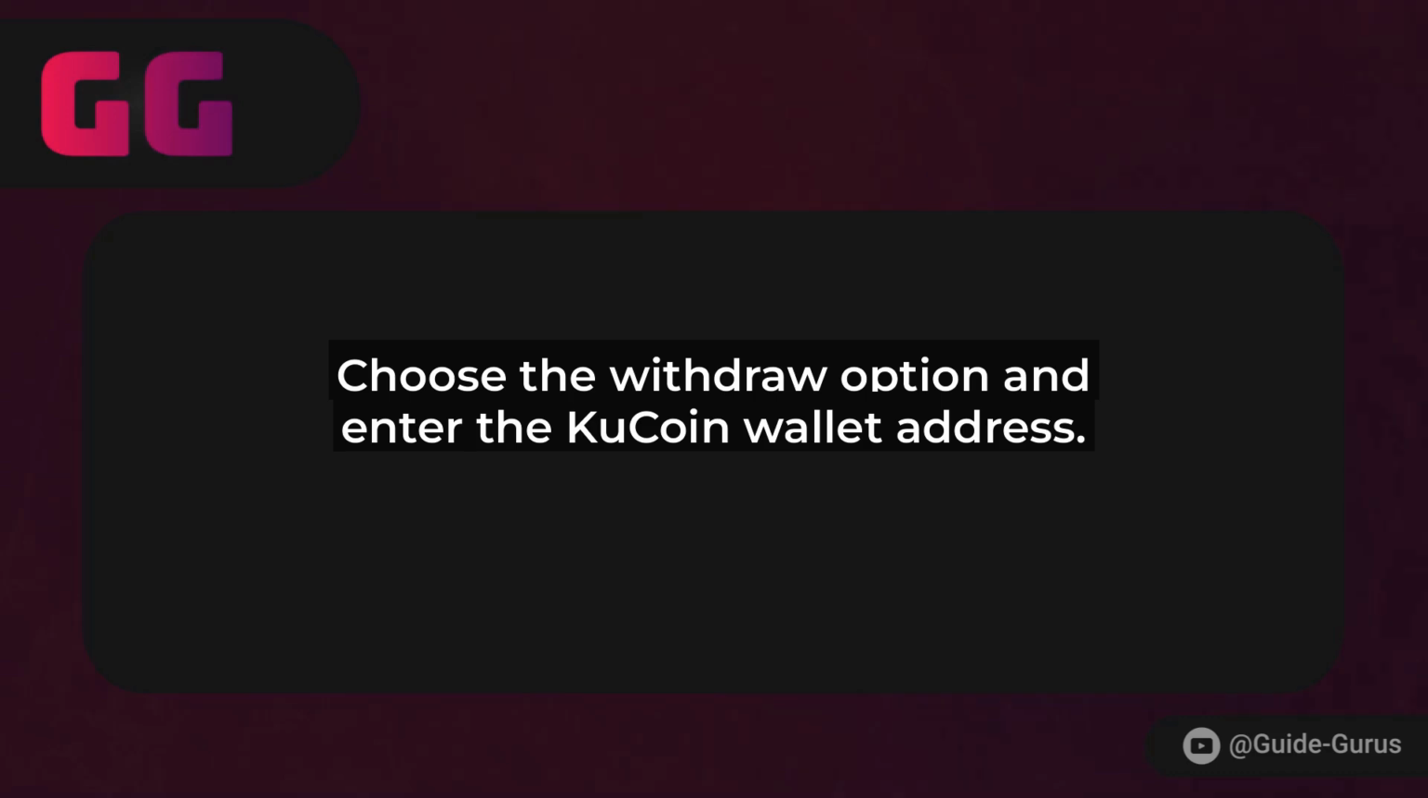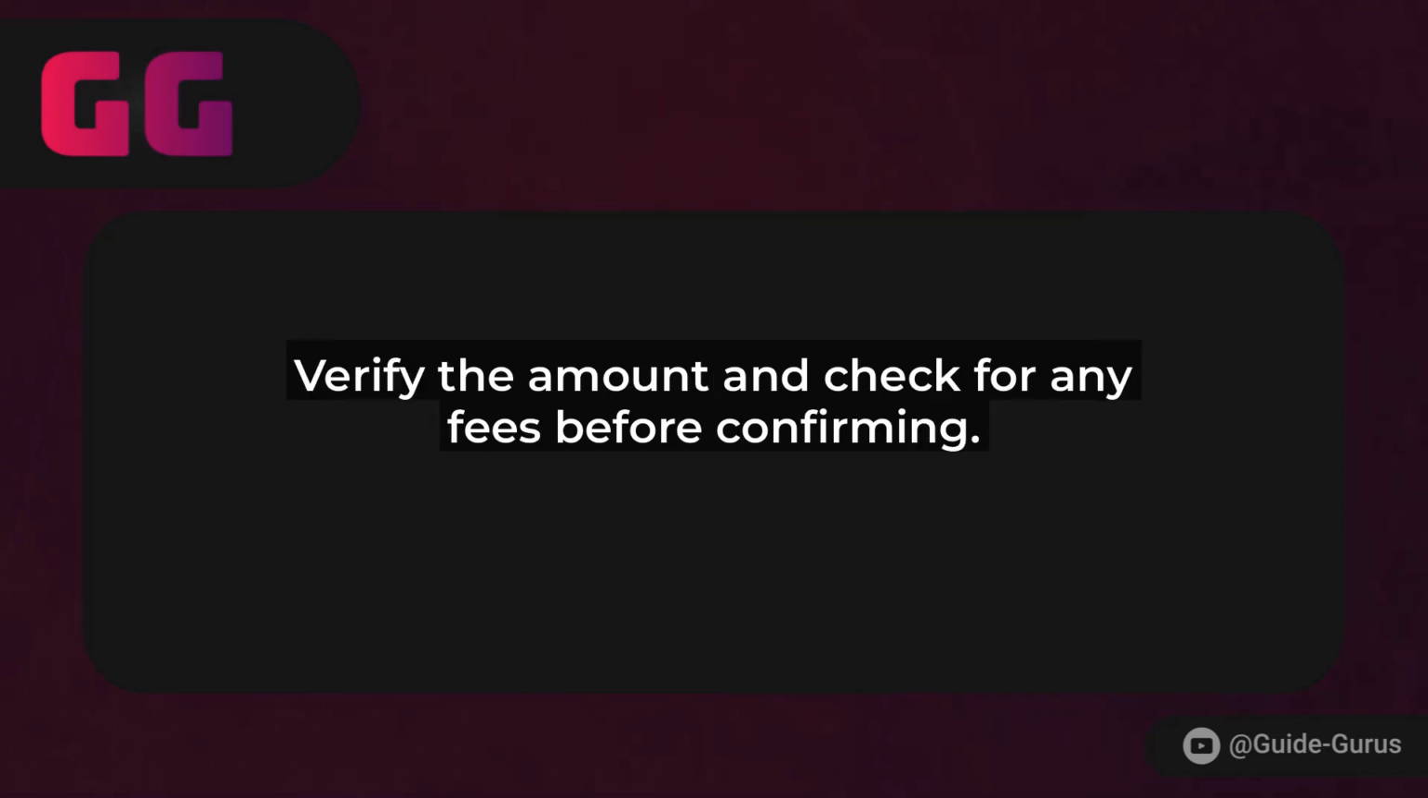Copy your KuCoin Bitcoin wallet address. To find this, log into your KuCoin account, go to your wallet, and select Bitcoin. Make sure you're using the correct network, like Bitcoin's mainnet, to avoid any errors. Paste the KuCoin address into the To field on Uphold.